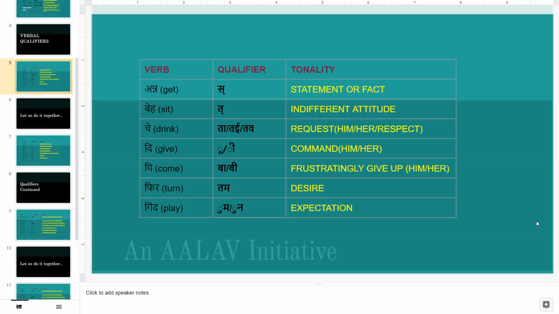Chata is a request. Here, chata chai. So please finish your tea. It's been here for a long time. Hey, chata chai. So don't talk. Drink your tea.